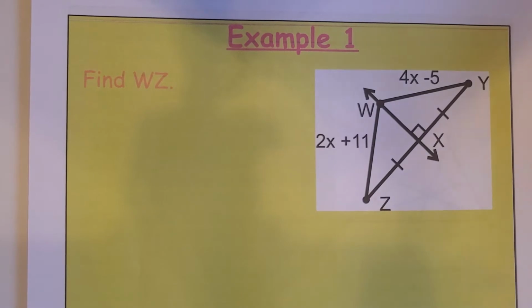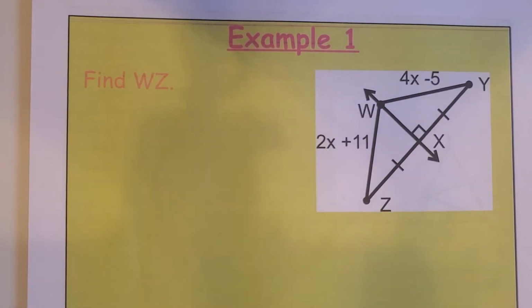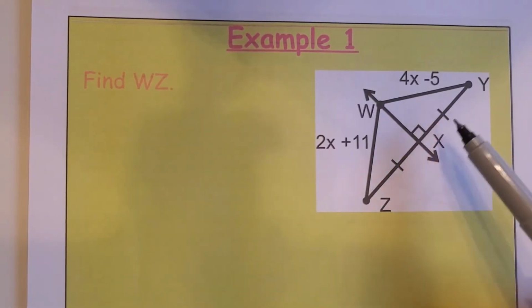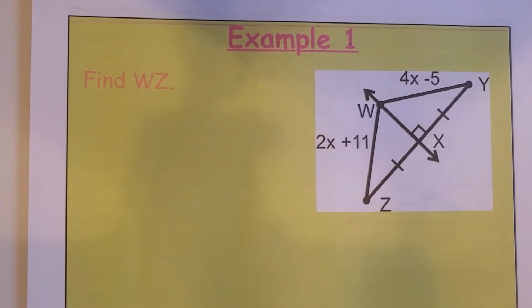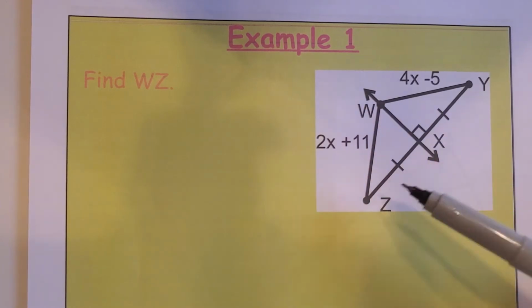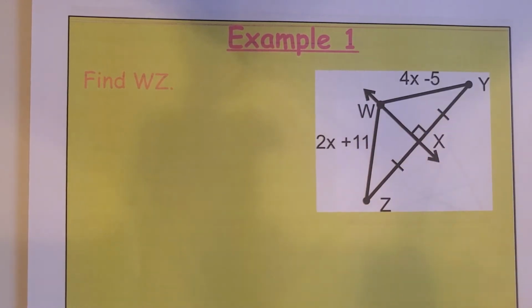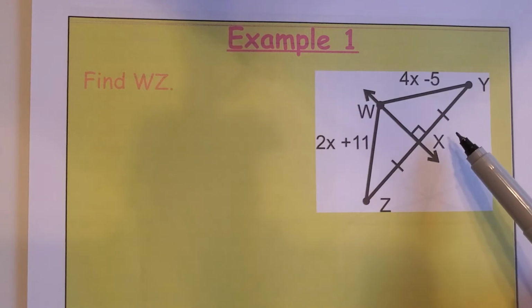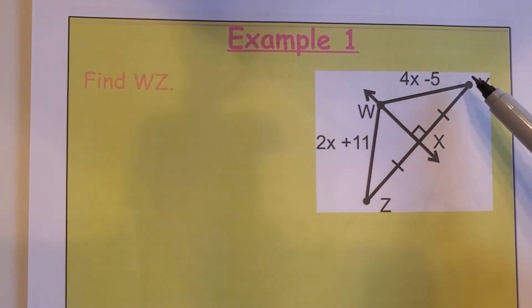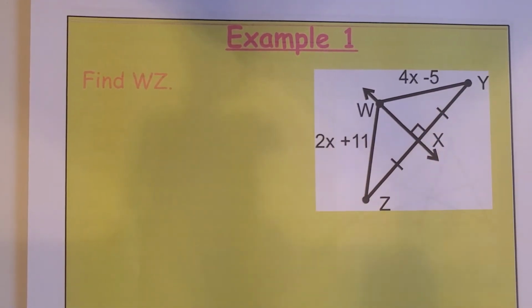Question number 1 is asking you to find the length of WZ. So how can we go about that in the context of this picture? Well, because we have the right angle here and these two tick marks, perpendicular, midpoint, we know WX is the perpendicular bisector of ZY. So any point on the perpendicular bisector is going to be equidistant from the two endpoints of the segment. That's what the perpendicular bisector theorem says.